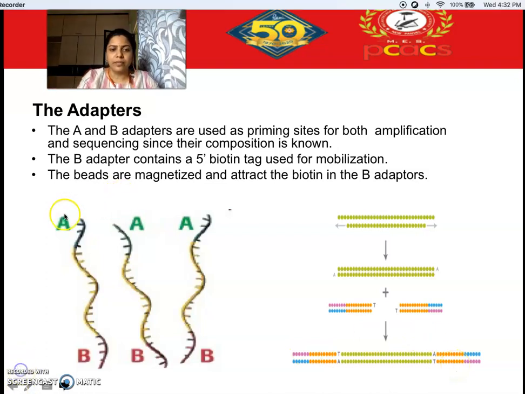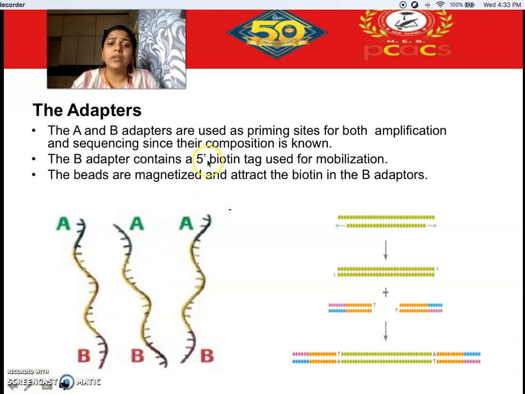In this diagram you can see the single stranded DNA, once you have denatured it with NaOH. It will have the A adapter bound on one end and the B adapter on the other end. Both A and B adapters are used as priming sites for both amplification as well as sequencing. Because we don't know the sequence of this particular DNA, these adapters help us in choosing the primers, since the adapter sequences are already known to us. When they are attached, primers can attach to these ends and start the amplification of these DNA fragments.